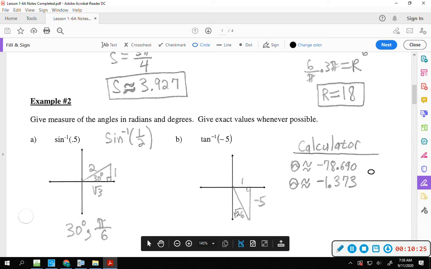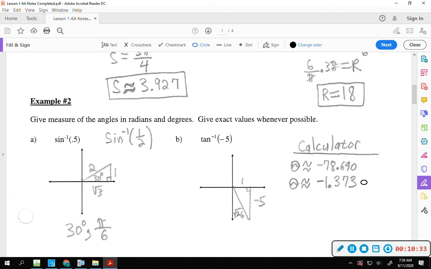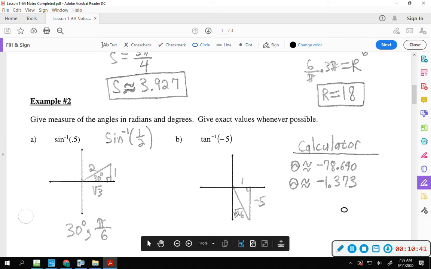If we're in degree mode in our calculator and we type this into our calculator, we get out negative 78.690 degrees. That should have a degree symbol on it right here. Okay? If it's in radian mode, all you have to do is convert it to radians to get this answer. So let me show you quickly on the calculator so you know where the buttons are.